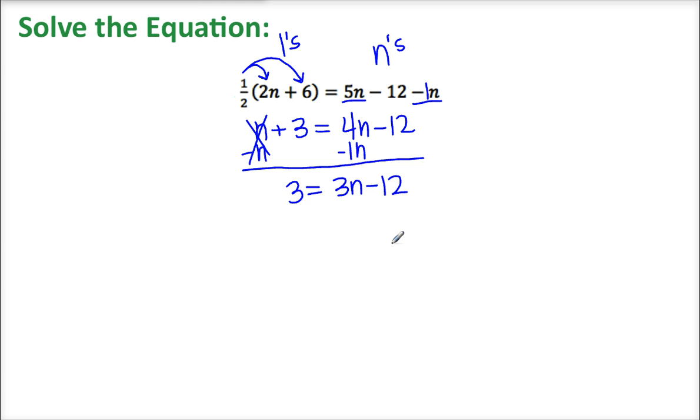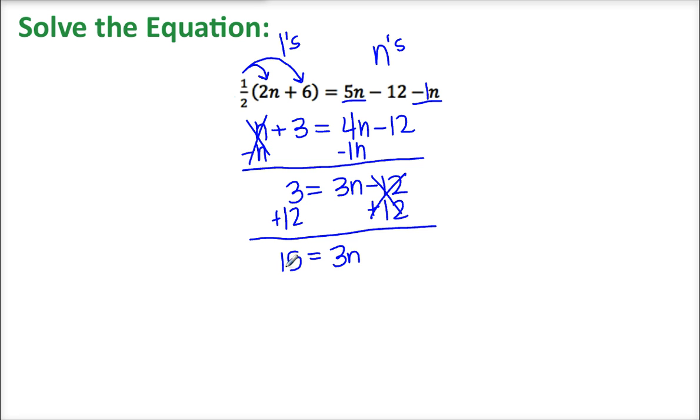Okay, now looking at how things are grouped out, I have this minus 12 over here, and it's on the wrong side of the equal sign. It belongs on this side with the 1's or the constants. So I need to combine negative 12 with its 0 pair. Its 0 pair would be a positive 12. So remember to do it on both sides. 3 and 12 combine to be 15. And then I have 3n, and a negative 12 and a positive 12 add to be 0. So I don't need to write anything for that.